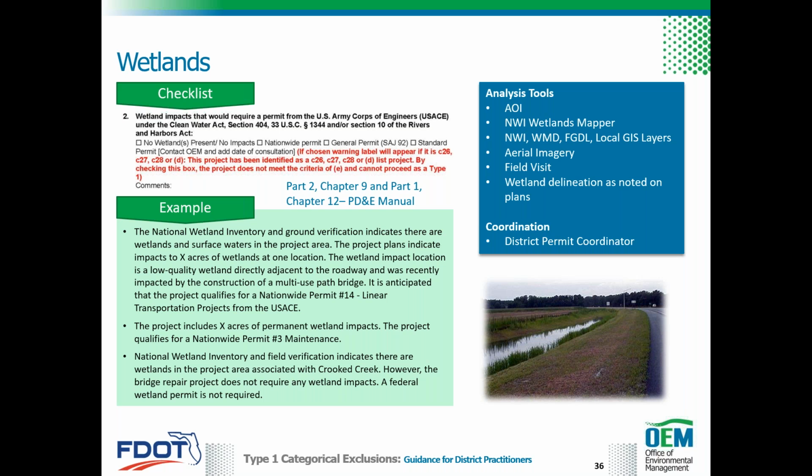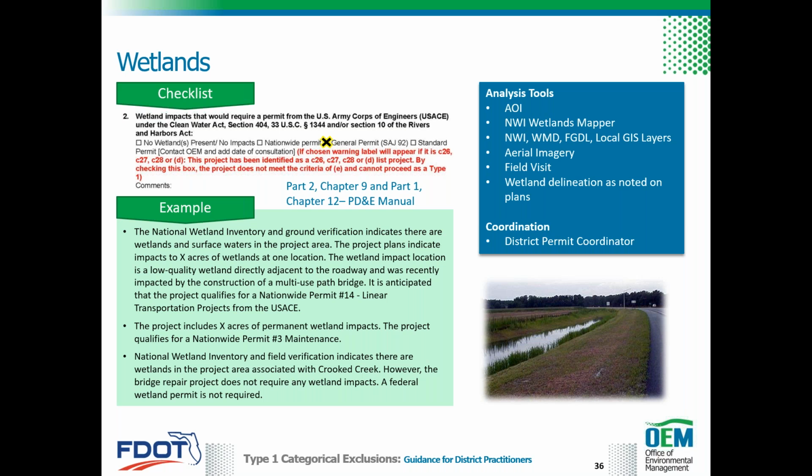When there are wetland impacts, you're going to need to coordinate permit requirements with the district permit coordinator. And the permit type is selected on the form. Nationwide permits are issued by the U.S. Army Corps of Engineers on a national basis, and they're designated to streamline the Department of Army authorization of projects such as commercial developments, utility lines, or road improvements that produce minimal impact to the nation's aquatic environment.